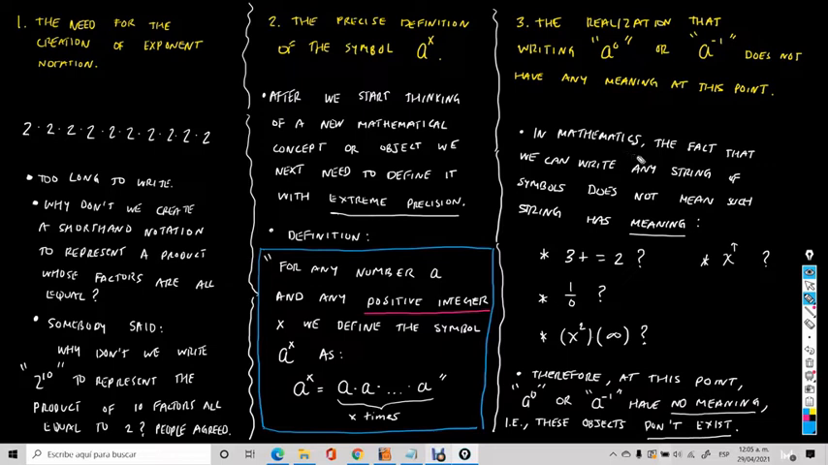In mathematics, the fact that we can write any string of symbols does not mean that such a string has meaning. For example, you can write this in your notebook, 3 plus equals 2. But the fact that you can write it, guys, does not mean that this string of symbols has meaning. This is meaningless. Can you assign meaning to this? Can you make sense of this symbol, of this symbology? Clearly not.